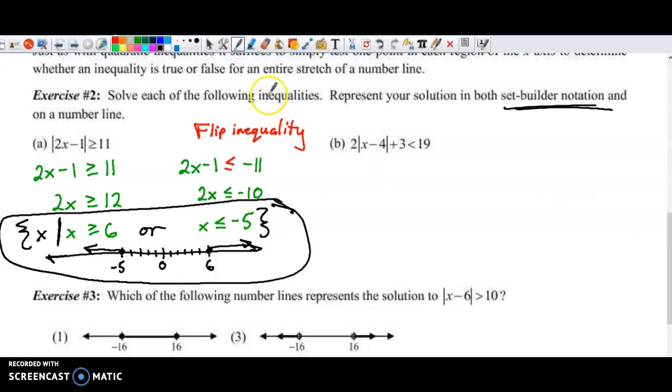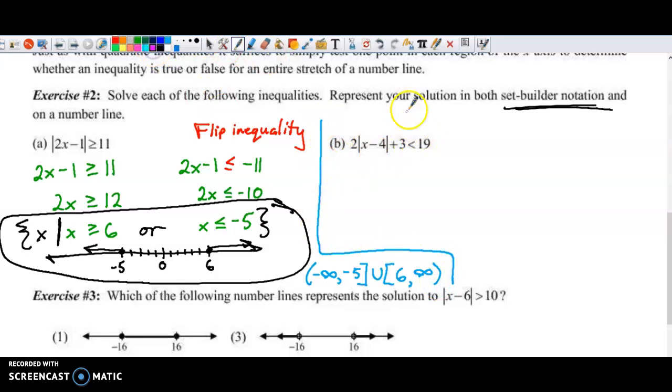And maybe I'll also talk about interval notation, because you could see it in interval notation written this way. We want values from negative infinity to negative 5 with a bracket, union 6 to infinity. I'm a big fan of interval notation.